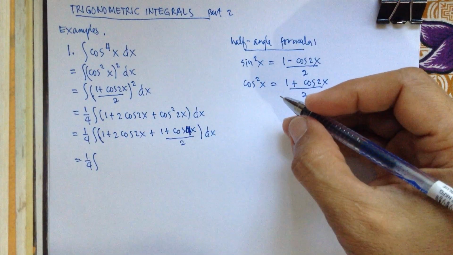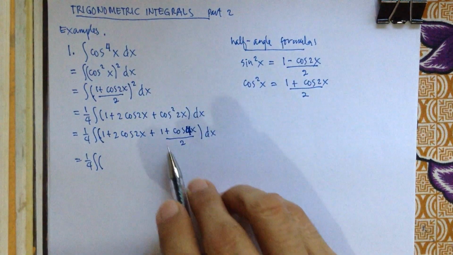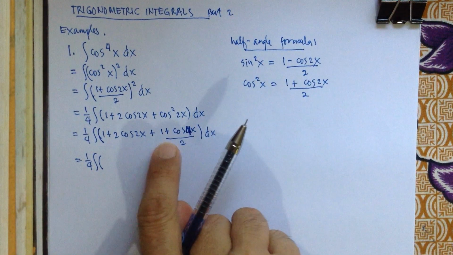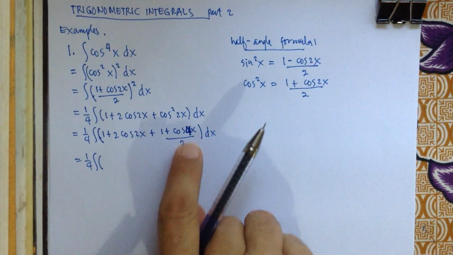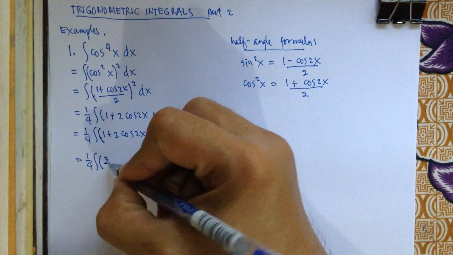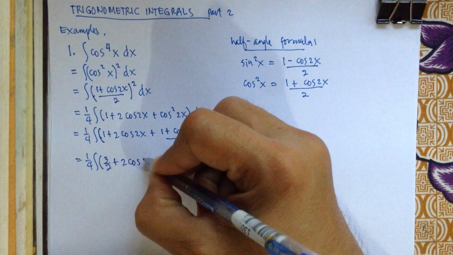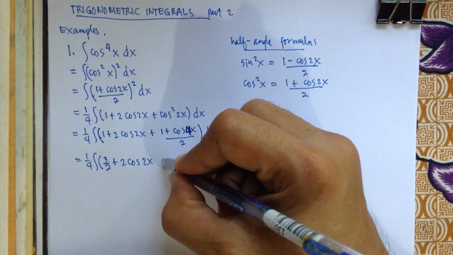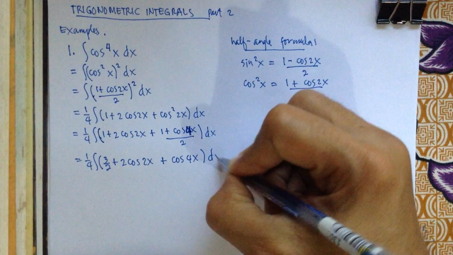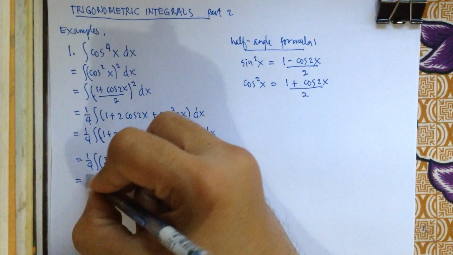Okay. And we now have the integral of, take note here, if we express this as two fractions, we'll have 1/2 and cosine 4x over 2. Then that 1/2 can be added here, so we have 3/2. Okay, then plus 2 cosine 2x, then plus cosine 4x, then dx. So let's evaluate the integral now.